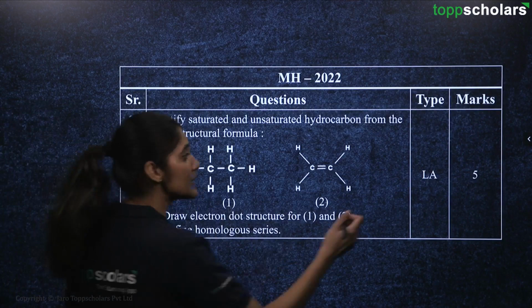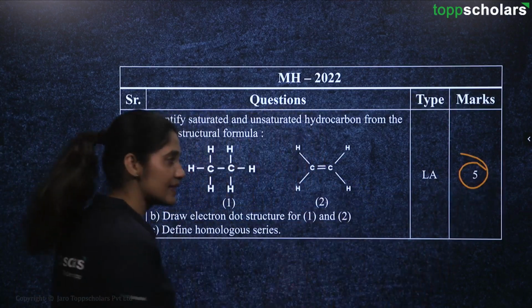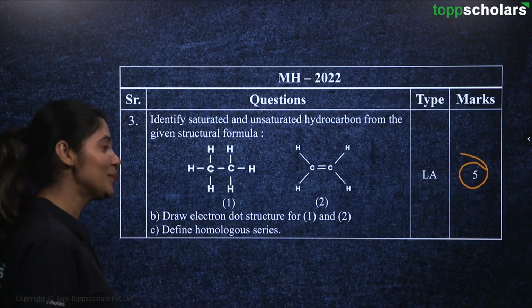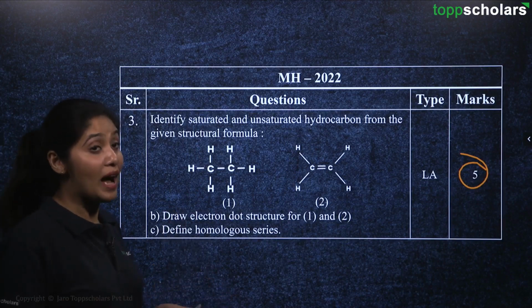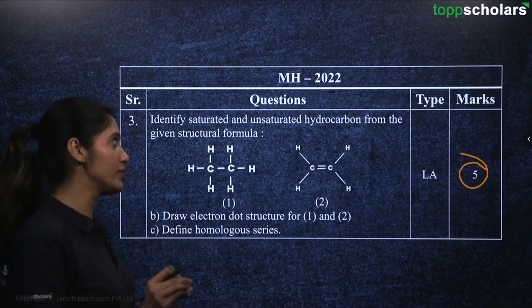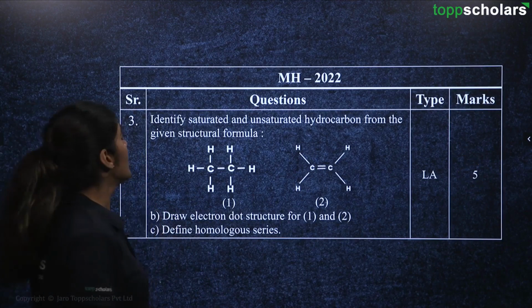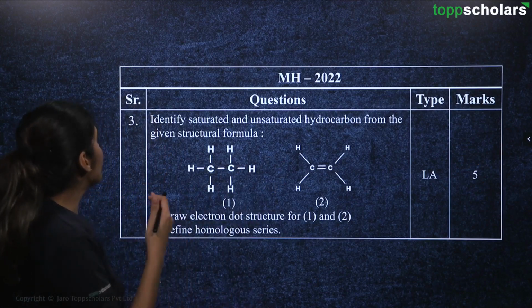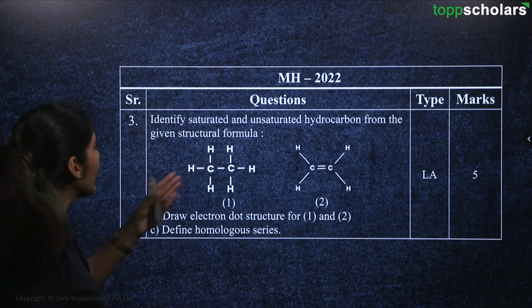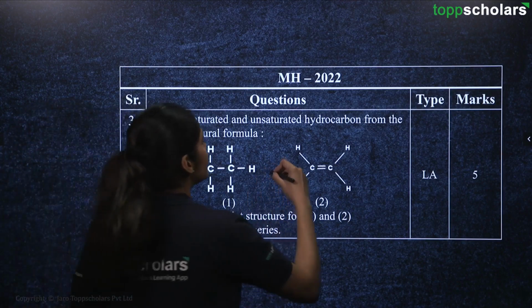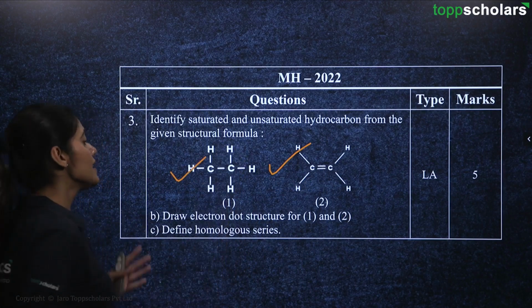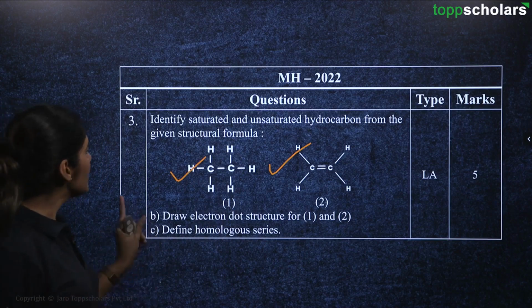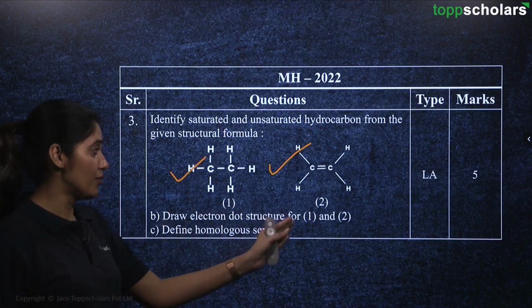This is a long answer question. So obviously we will have to discuss it in detail so that you will be able to answer it correctly and confidently. The question here is, identify saturated and unsaturated hydrocarbon from given structural formula. So looking at it, we can say that this is unsaturated and this is saturated. Now what is B? Draw electron dot structure for 1 and 2.